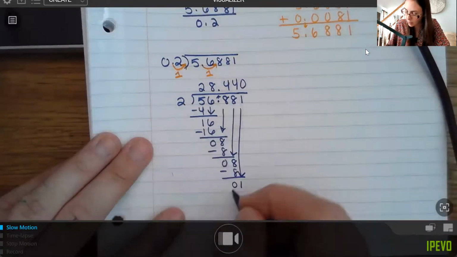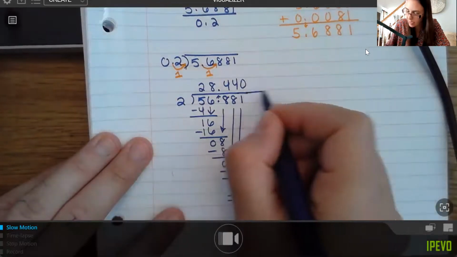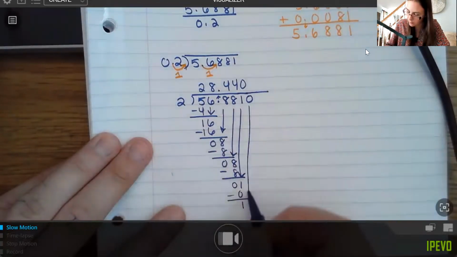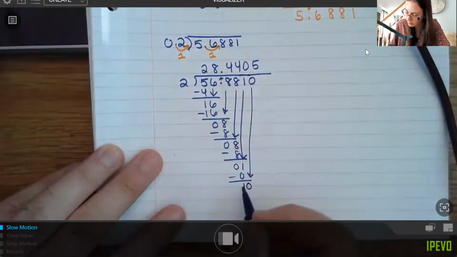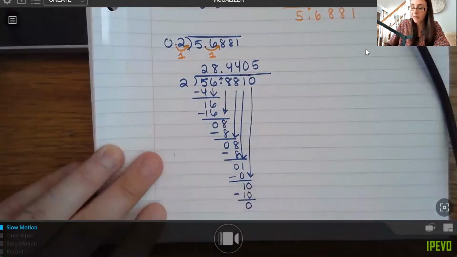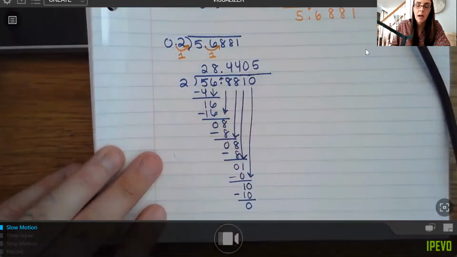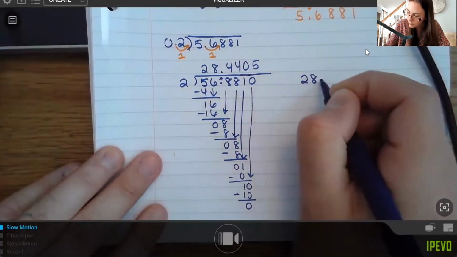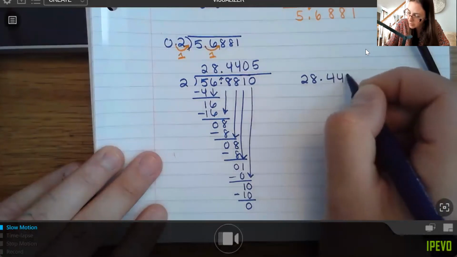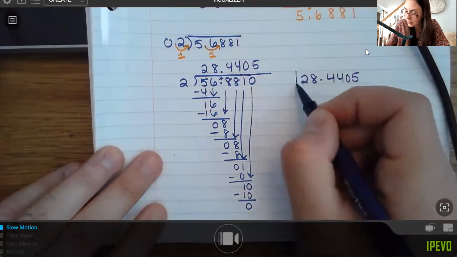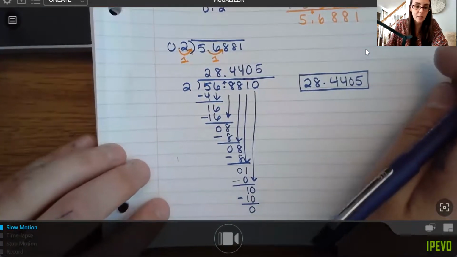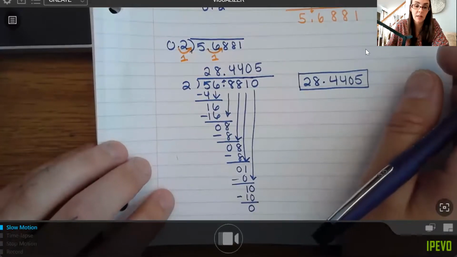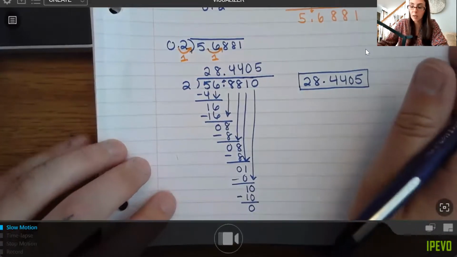0 times 2 is 0. So I still have a 1. And I am going to attach a 0 here so I can finish the problem. I bring it down. 2 goes into 10 5 times. And now finally we are done. I don't have to add more extra zeros if I don't need them. I can just stop there. So I have an answer of 228 and 4,405 10,000s finally as my final answer here. So we can still apply the order of operations. Obviously, it just gets more tedious because decimals and fractions and things are more tedious to do by hand, but we can still go ahead and solve them.